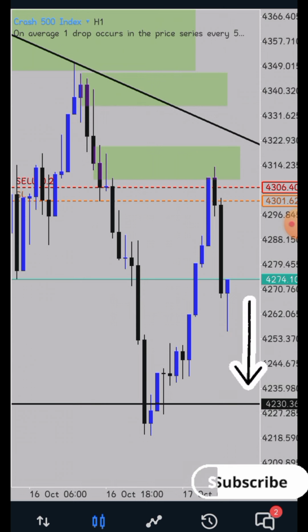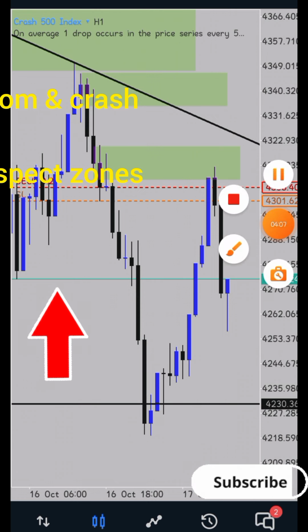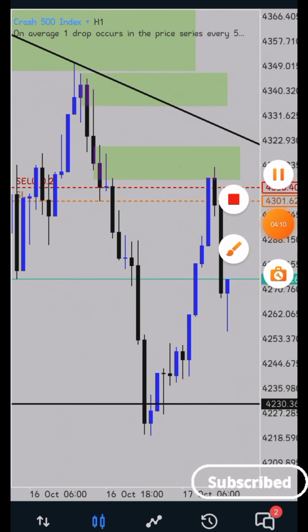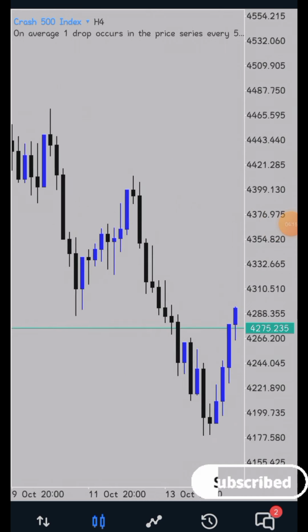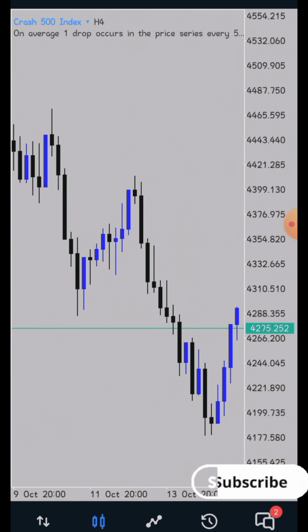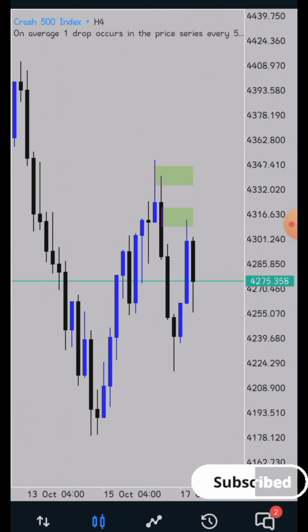All right, now let me start by explaining the boom and crash asset. There's one thing you need to understand about the boom and crash assets: number one, they respect levels in the market, they respect zones in the market. That is one thing you need to know about them. Number two is about how you trade them.